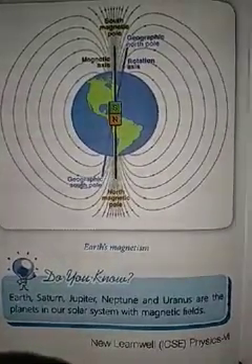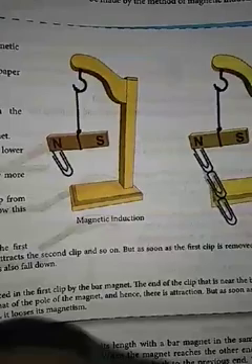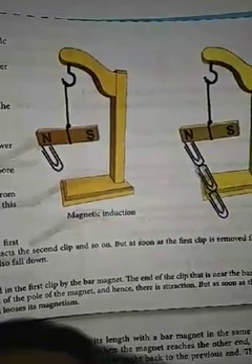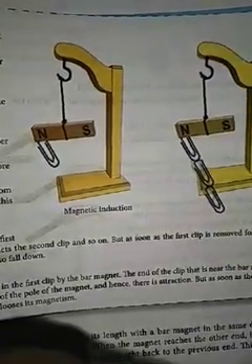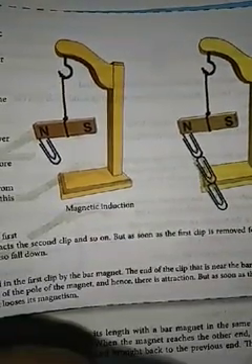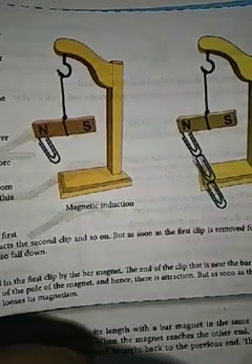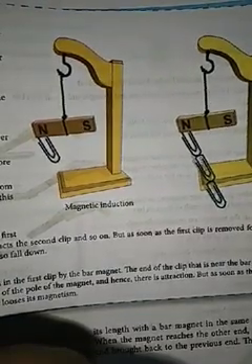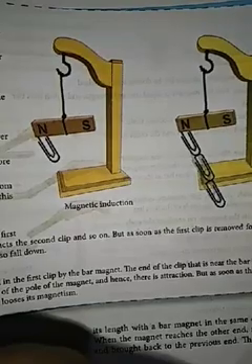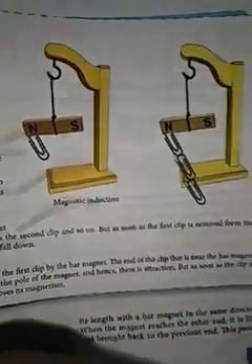Now making a magnet. How to make a magnet? Magnets can be made from magnetic materials such as iron, steel with the help of another magnet. The magnet thus obtained is a temporary or artificial magnet. So magnets can be made using various methods. Some of them are discussed. First one is the single touch method.